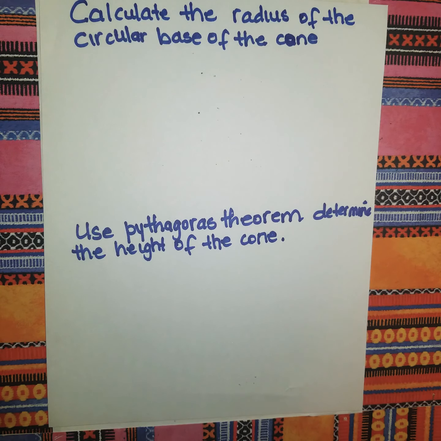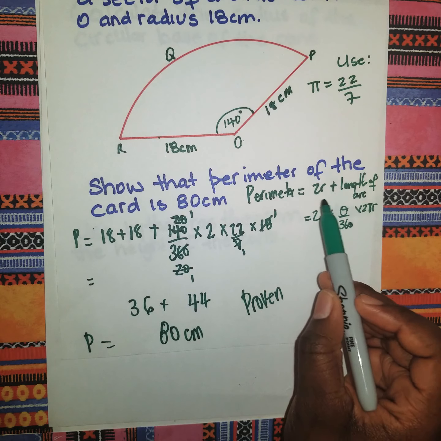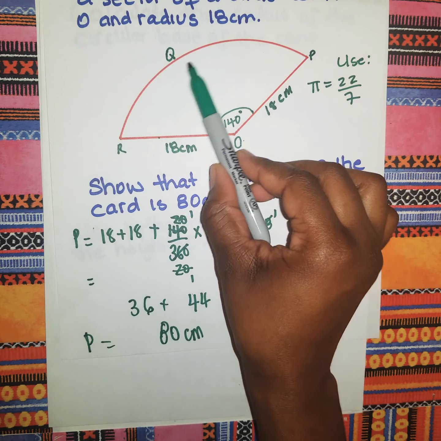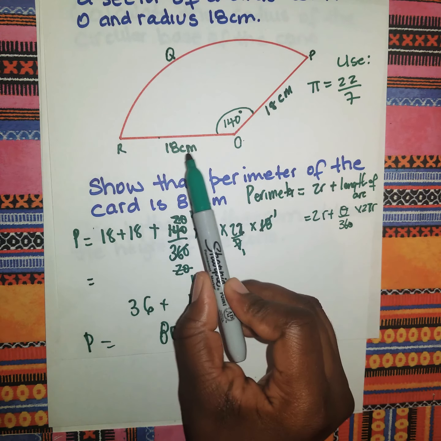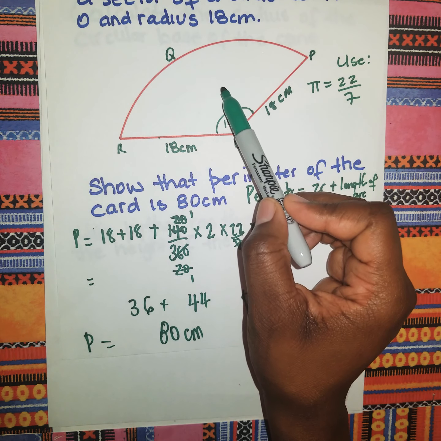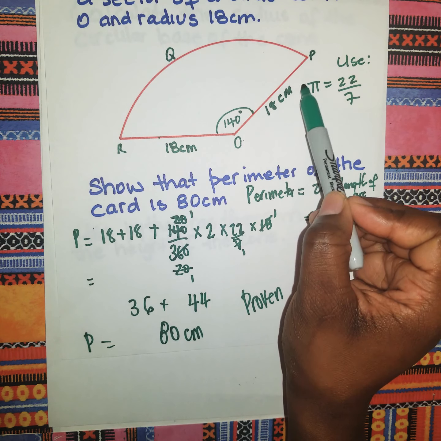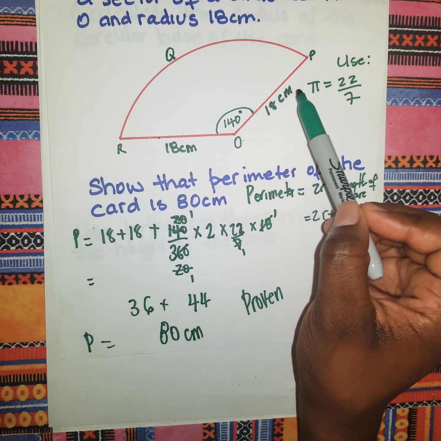The next question says, calculate the radius of the circular base of the cone. Alright, guys, so right here in the first section we found the length of the arc, right, guys? So they want the length of the radius of the circular section of the cone, not this part. Some people will say 18. It can't be 18 because that's basically the slant height.